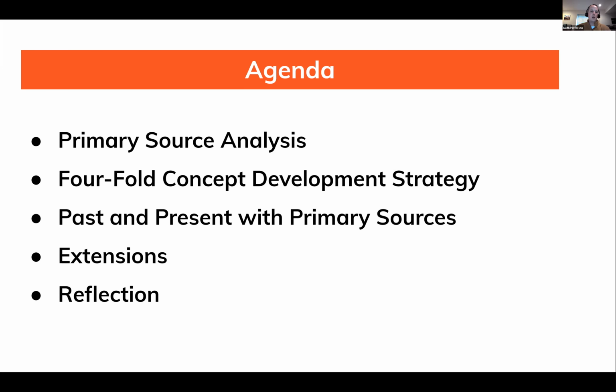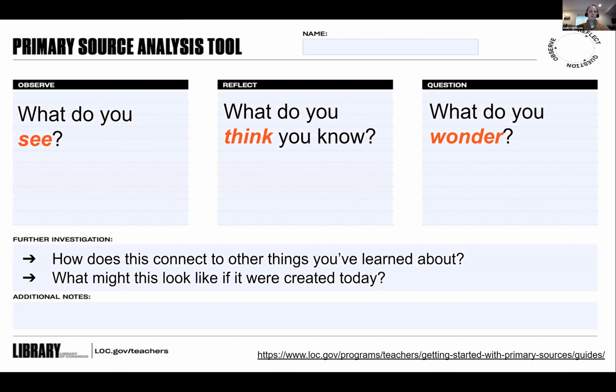Then we're going to do an unpacking of what community is using a strategy called fourfold. And then we're also going to do some additional activities with some different strategies of how to look at the past and present around the theme of community using primary sources. And then we're going to wrap up by looking at some classroom extensions and then doing a nice reflection at the end. And with that, I'm going to hand it over to Kyle, and he's going to lead us through this primary source analysis.